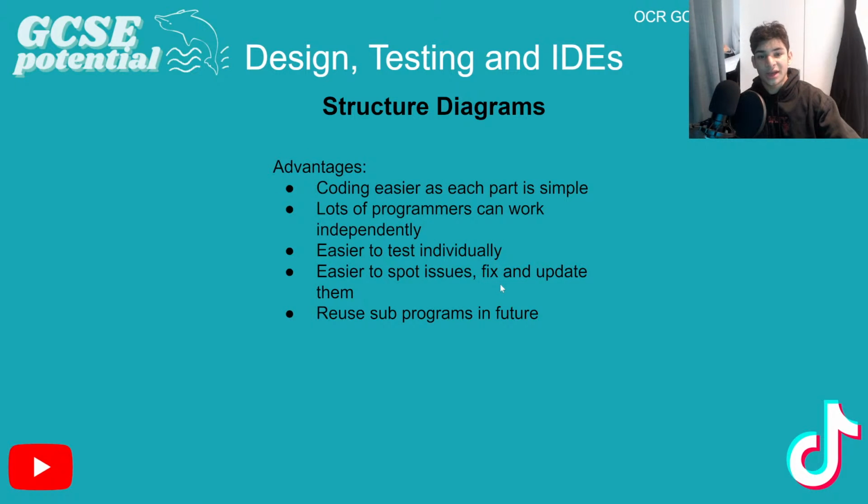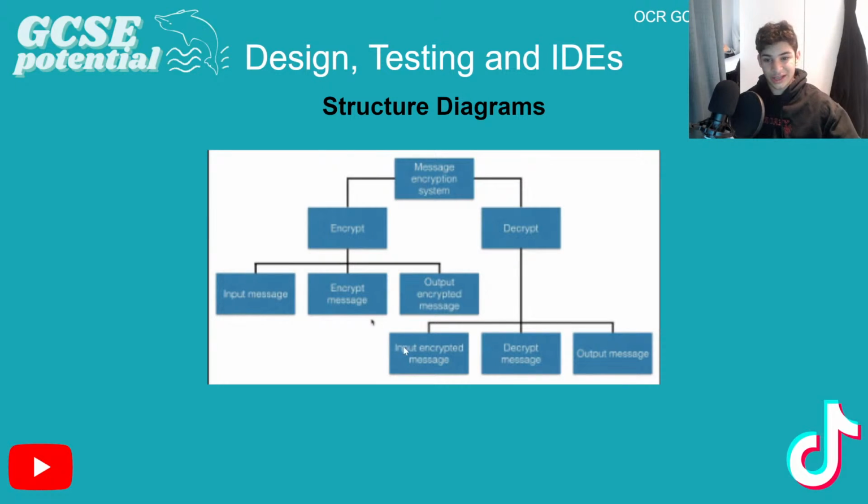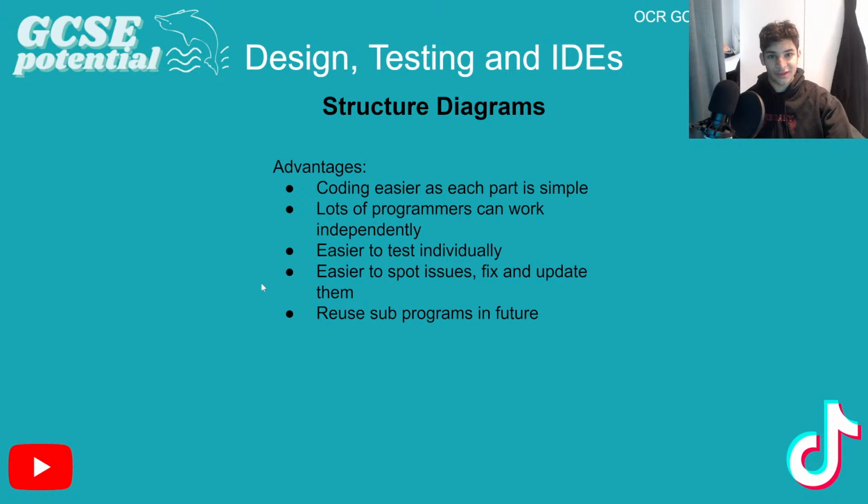So the advantages are that coding is a lot easier because each part is now simple and broken down. Lots of programmers can work independently, and specialists can also focus on specific ideas, which is quite good. It's easier to test things individually because you can test each function separately. It's easier to spot issues, fix them and update them, because you can see which part of the program the issue is associated with. And finally, you could reuse subprograms in the future. So one of these things, like the input message, you could just use again in the future for a different program.